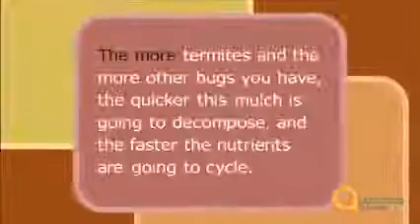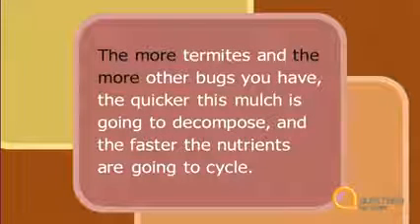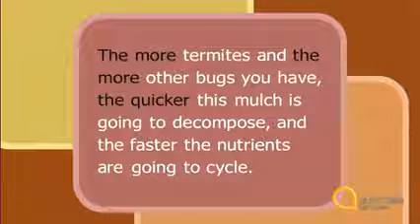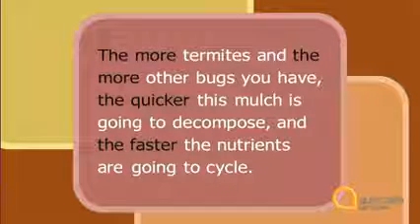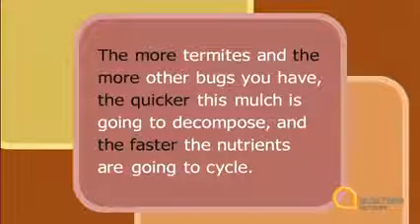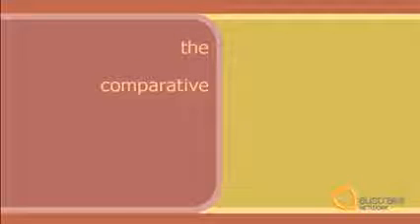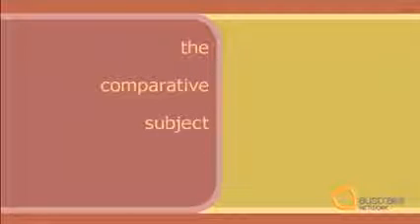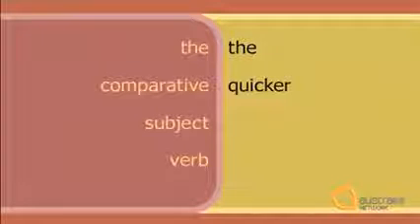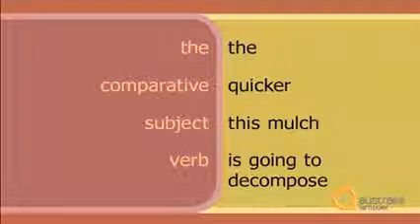She says, the more termites and the more other bugs you have, the quicker this mulch is going to decompose and the faster the nutrients are going to cycle. She is comparing several things that are changing together. Let's see how the basic structure of a comparative expression like this works. The form is the plus the comparative plus the subject plus the verb. Tracy said, the quicker this mulch is going to decompose.